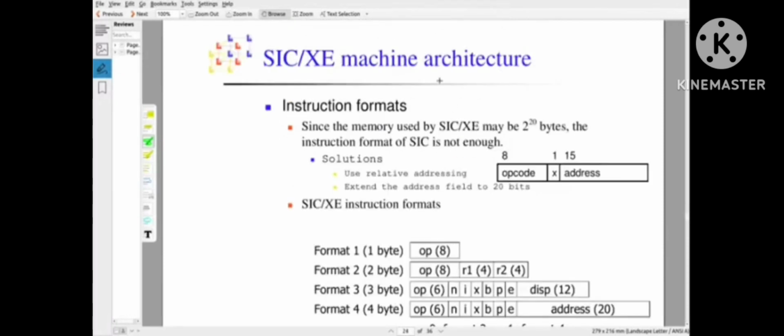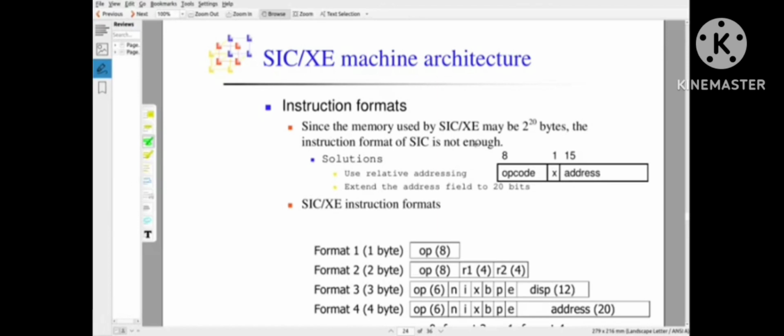Then the next topic is the instruction format of SIC. Since the memory used by SIC/XE is of size 2 raised to 20 bytes, 1 megabyte, the instruction format of SIC is not enough, because to address a location beyond 2 raised to 15 is not possible in SIC, as the address field has a maximum of 15 bits. But we have 1 megabyte of locations, so we need a few more bits in the address field.